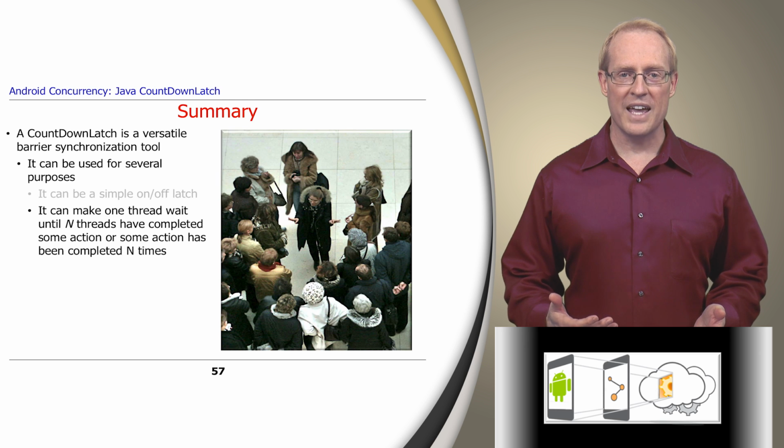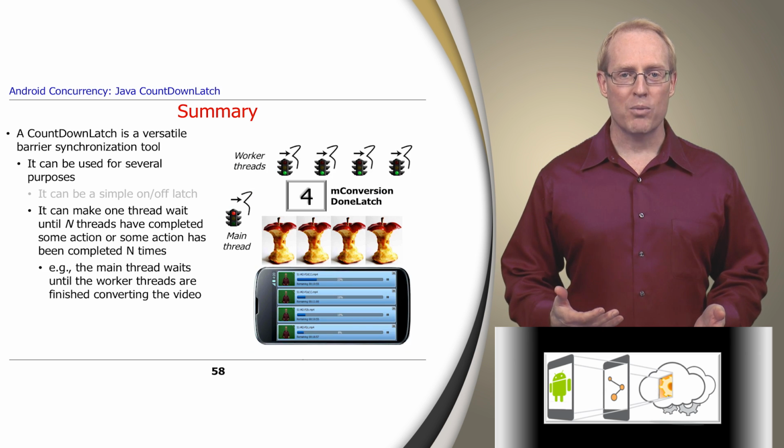If it's initialized to n, it can make one thread wait until n threads have completed some action or some action has been completed n times. For example, the main thread in the video conversion example waits until all the worker threads are finished, at which point it returns to its caller.